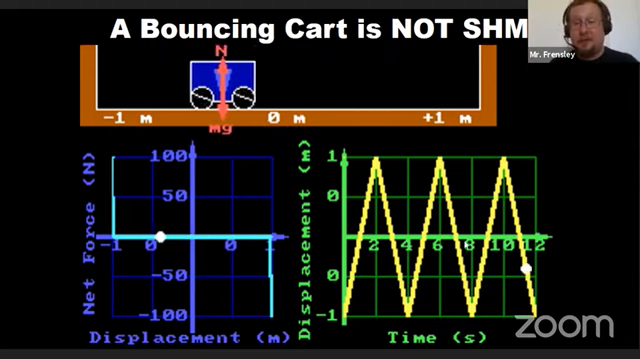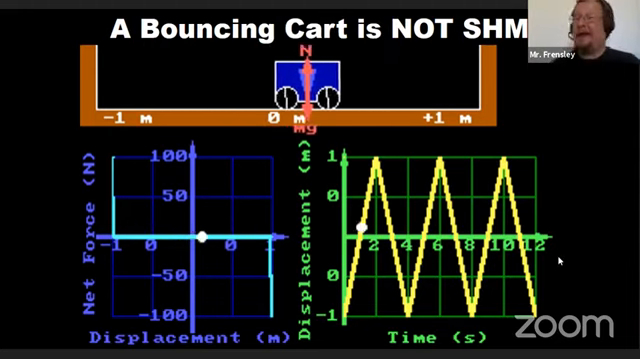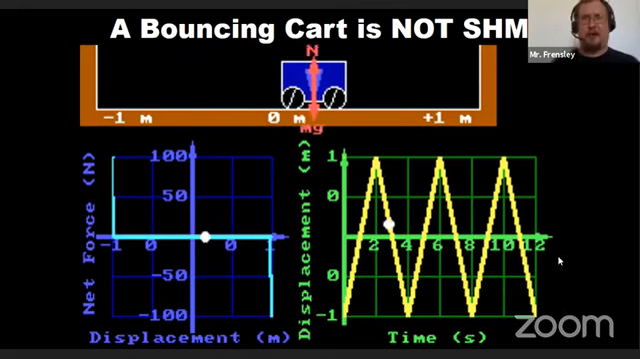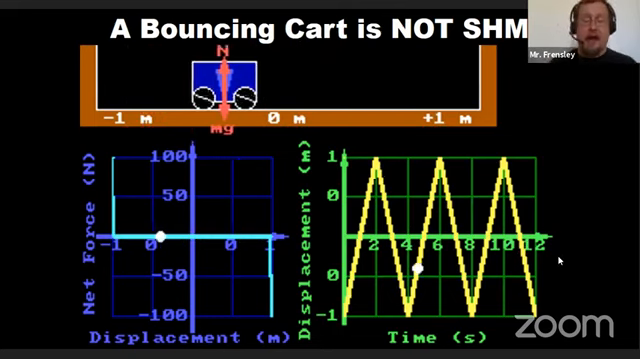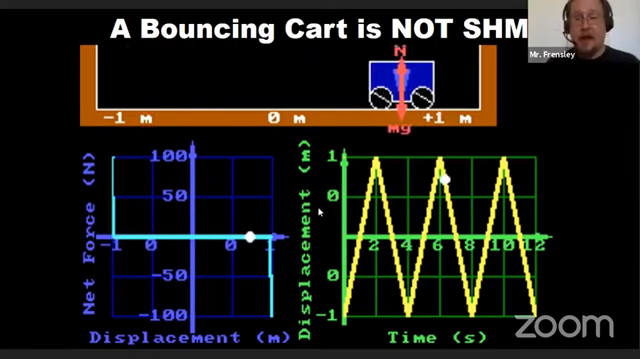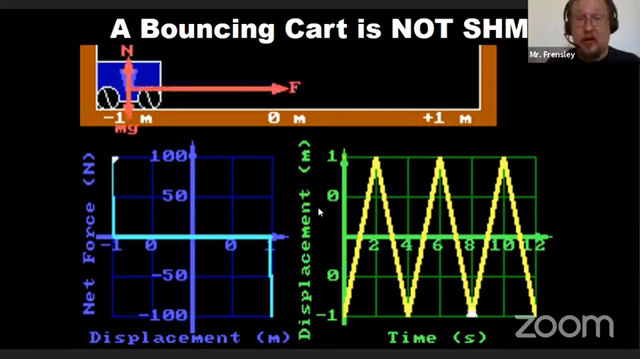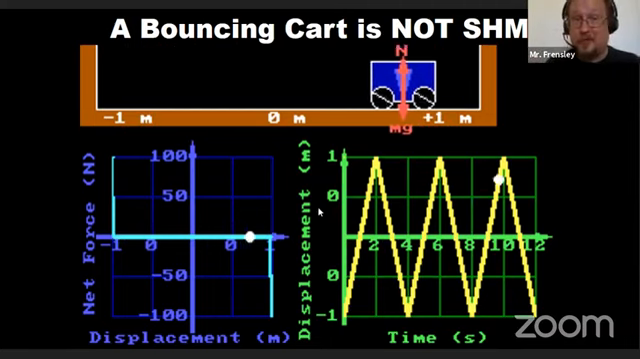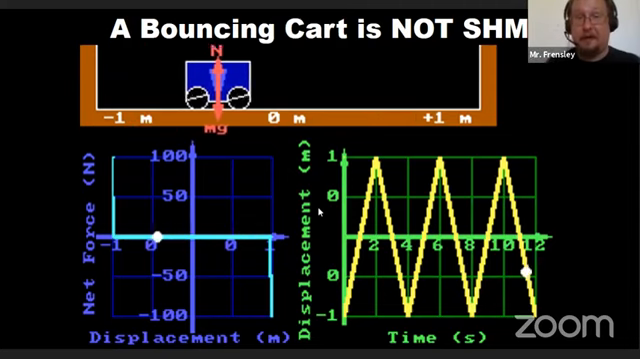And the displacement versus time graph is not a sine wave. It's this triangle sawtooth type thing. You'll poke your eye out, right? Not simple harmonic motion, right? Not your friend. Now, can I tell you who does know the difference between not simple harmonic motion and yes simple harmonic motion? An infant, okay?